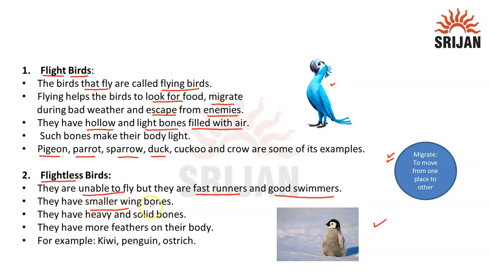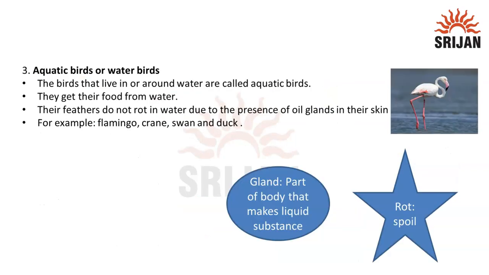They have smaller wing bones. You can clearly see in this picture, this cute penguin has small wing bones, and they have heavy and solid bones. Why are their bones heavy and solid? Because they don't need to fly, so their body is naturally heavy. Also, they have more feathers on their body. What is the purpose of more feathers on their body? If we talk about penguins, they protect themselves from cold seasons using these feathers.